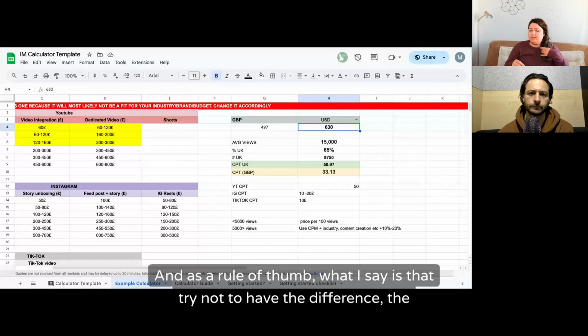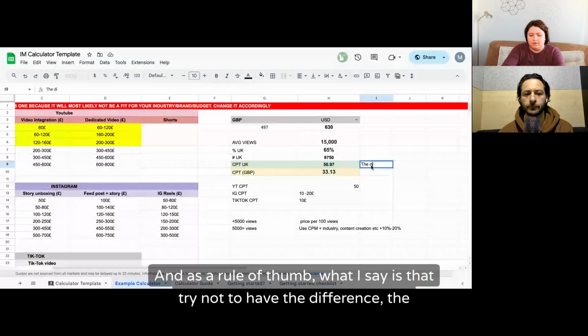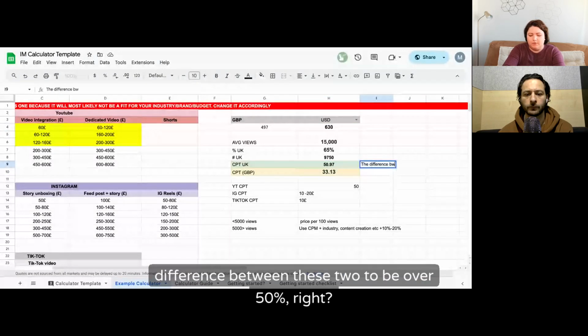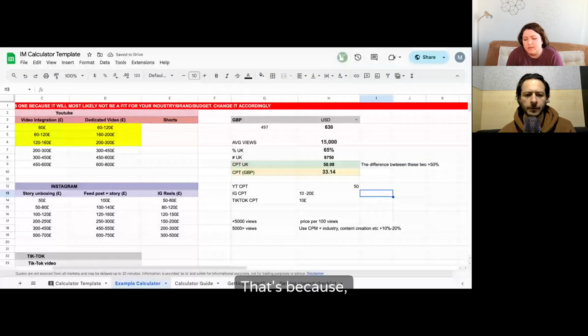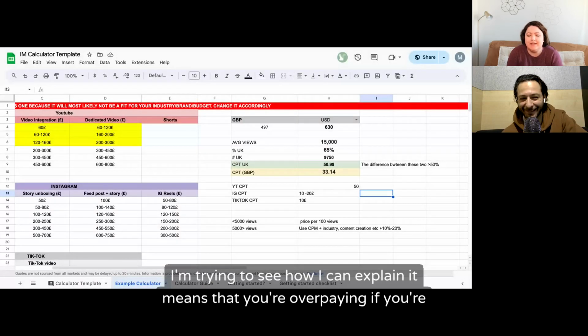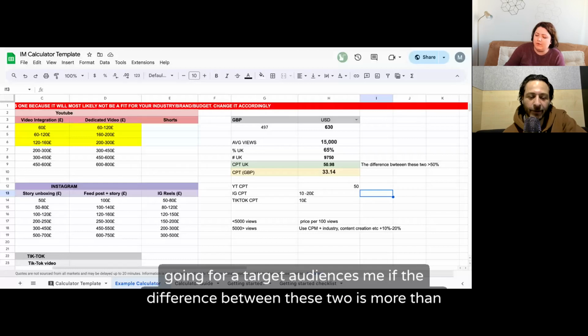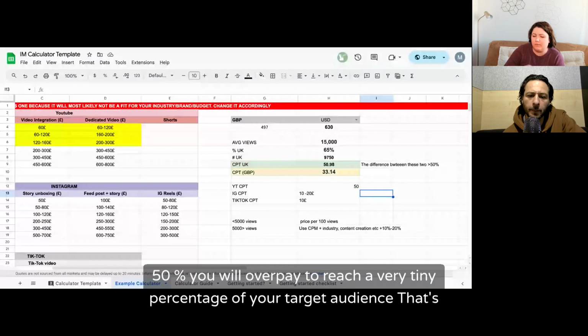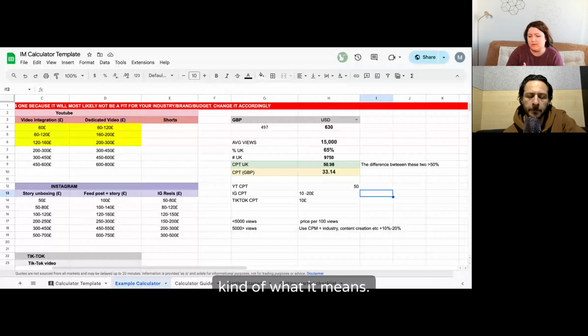And as a rule of thumb, what I say is to try not to have the difference between these two be over 50%, right? I'm trying to see how I can explain. It means that you're overpaying if you're going for a targeted audience. If the difference between these two is more than 50%, you will overpay to reach a very tiny percentage of your target audience. That's kind of what it means.